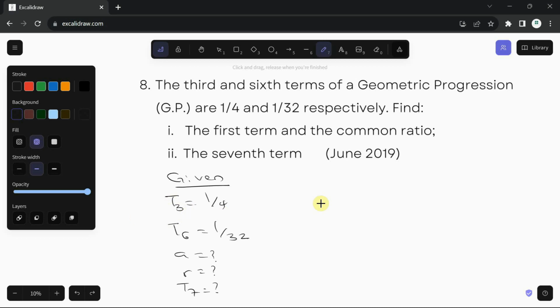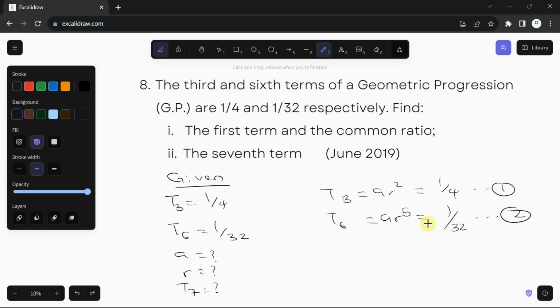What we know from this, our T3 is equal to AR squared, right? And I could replace that and say this is equal to 1/4. So let's say this is equation 1. Our T6, from what we already know from the general equation, this will be AR to the power 5, right? And this will be 1/32. So let's say this is equation 2.